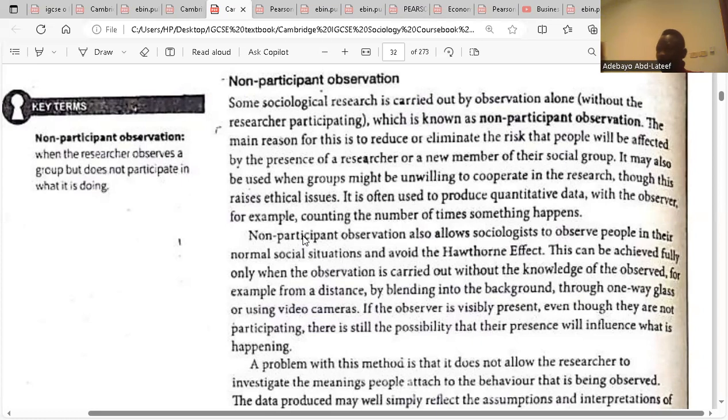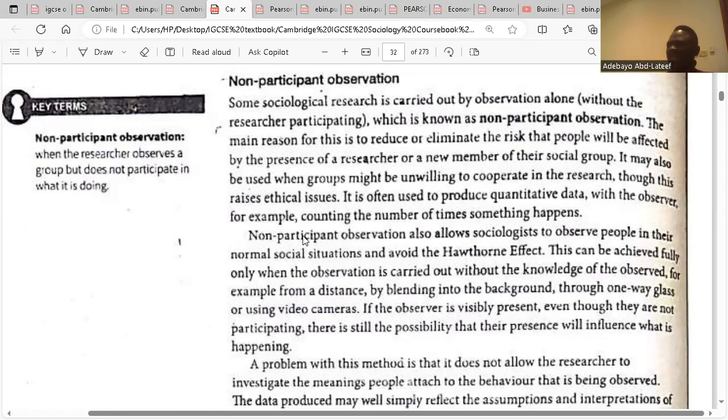Because you are observing from afar, whatever attitude they portray, you see it based on your own point of view. So your assumptions and interpretation. Then if it is based on your own assumption and interpretation, it lacks validity and reliability, because you are being subjective. Do you understand? So these are reasons why sometimes it's not good to use non-participant observation.